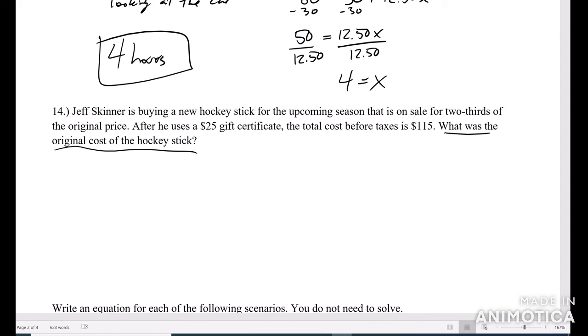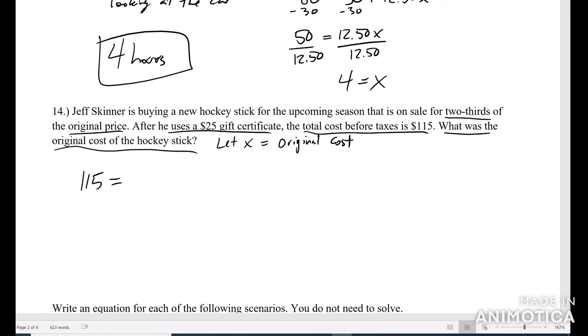So the thing that we're looking for is the original cost of the stick. So I'm going to say let x equal original cost. All right, and that's what we're looking for. So after he deals with the sale price and the gift certificate, the total is 115. Okay, so again, we're going to have 115 equals something. This 2/3 of the original price is important, as is the fact that he uses a $25 gift certificate.